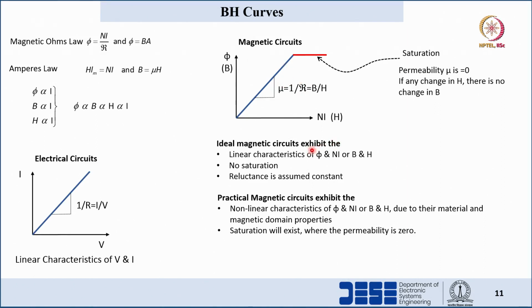If the magnetic circuit is ideal, and if we are assuming it as a linear circuit, then there is no saturation and reluctance is assumed as a constant value. But most of the magnetic circuits in practical applications will not give linear characteristics. So, we will see nonlinear characteristics between flux versus MMF or B versus H. Here we can see that the red line is the saturation. Even if we increase the current or the MMF, there is no change in B value. If we increase the current, H will change, but B will not change, because at this point already all magnetic domains are aligned in one particular direction. The magnetic material will be saturated, and the permeability during the saturation condition is 0.